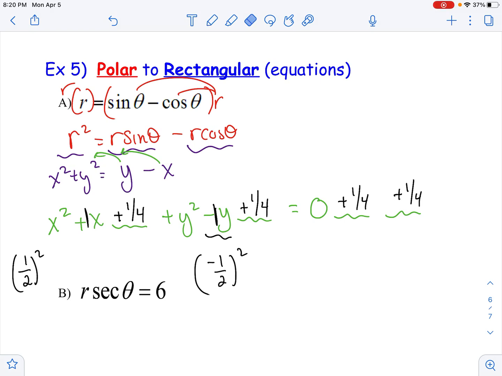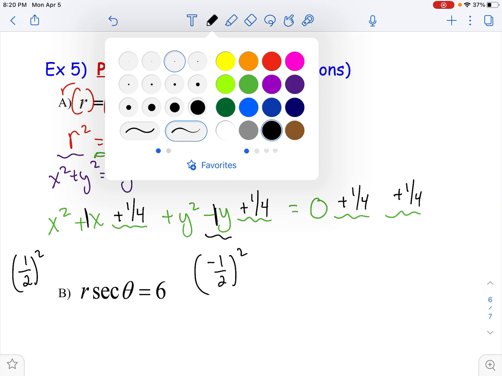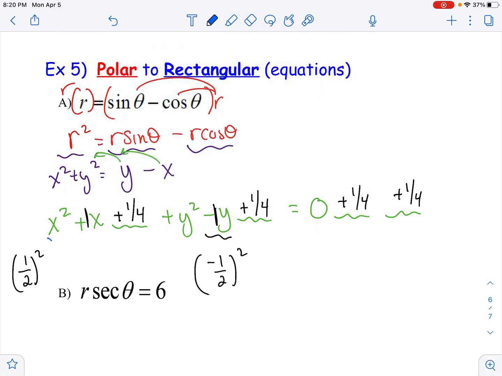All right, so what does that give us? Let's make it look a little bit nicer. We need to factor right here. What are my factors of 1/4 that add up to 1? Well, remember when we completed the square, it's always going to be what you got when you took b and cut it in half. So when I factor this one, it's going to be x plus 1/2 squared.